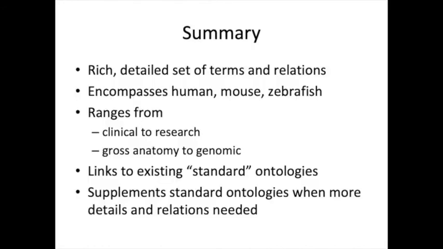So in summary, what I've shown is that the OCDM is a very rich, detailed set of terms and relations, which encompasses human, mouse, and zebrafish. It ranges from clinical to research, gross anatomy to genomic. It links to existing standard ontologies, but it supplements these ontologies when more details and relations are needed. As far as we know, it's the most detailed for craniofacial, of course, because we were funded to do that for 5 years, and so we hope it'll be used by others in the future.